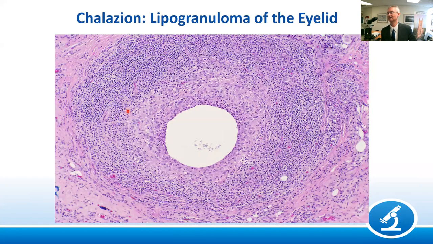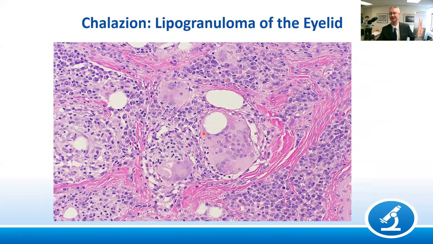What is it? It's a lipogranuloma. Imagine the sebaceous glands of your tarsal plate. They get plugged, they rupture, lipid extravasates into the eyelid tissue, and you get a lipid droplet or multiple lipid droplets surrounded by granulomatous and chronic inflammation. It's a classic lipogranuloma. You don't need to do organism stains. You don't need to do anything else. Here sometimes you see the multinucleated cells destroying the lipid or ingesting the lipid droplets.